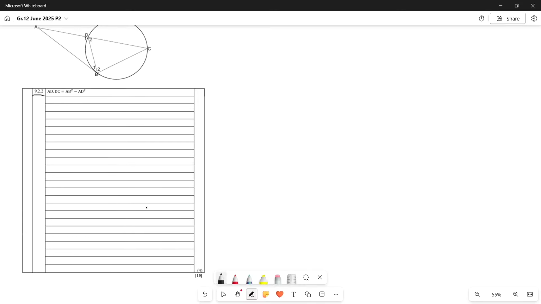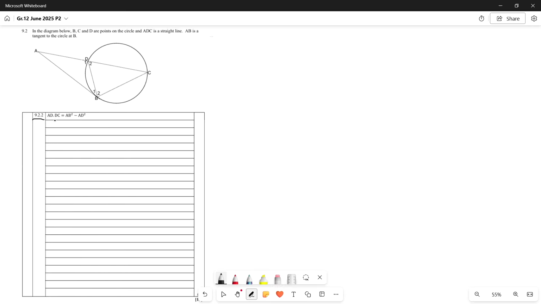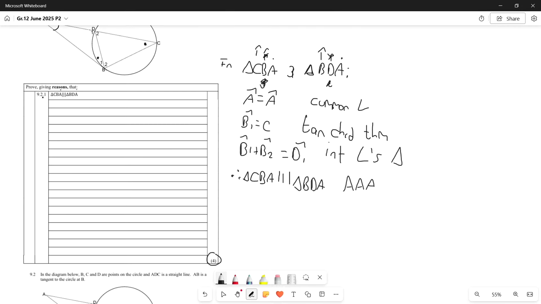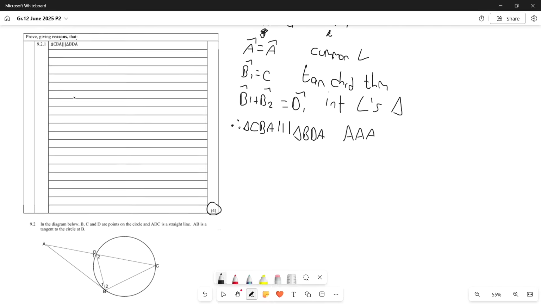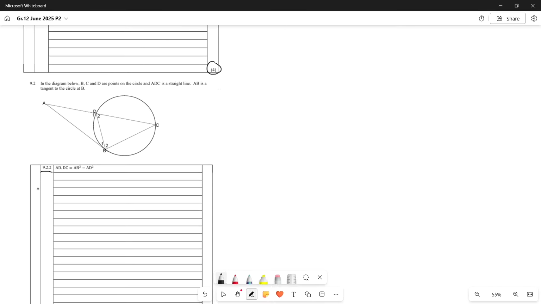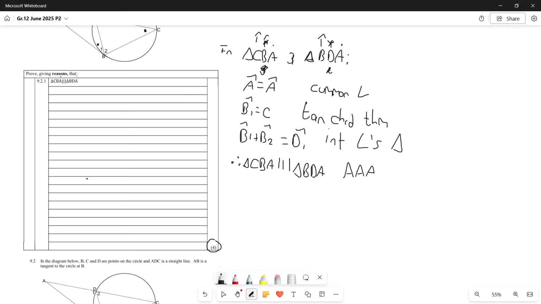And last question now for this section and this whole paper, 9.2.2, it says AD times DC equals AB squared minus AD squared. So considering we had just proven that this triangle is similar to this triangle, we now have to use that information to help us rearrange something in this format as far as manipulating our similarity.